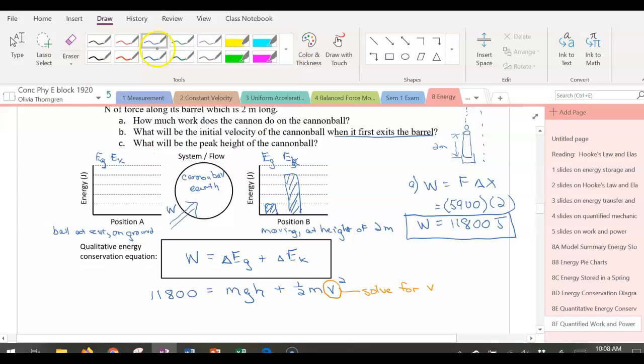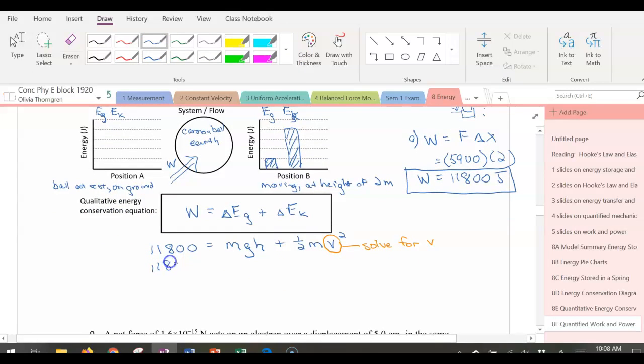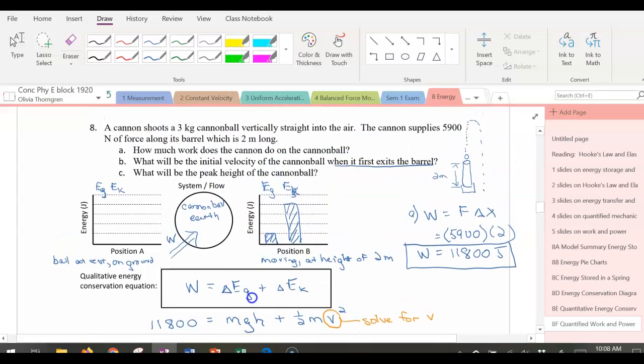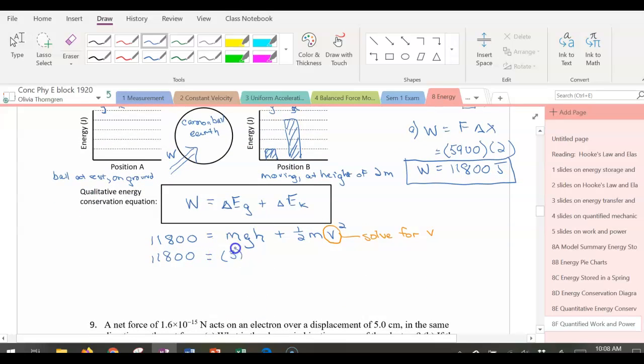Okay, so let's see if I've got everything else to plug in here. The mass of the cannonball is 3 kilograms. G is 9.8. When it exits the cannon, it's at a height of 2 meters. Okay, so now I have to solve for V. So first I'm going to subtract this term from both sides. And then I'm going to divide both sides by the 1/2 times the 3 kilograms. This is going to give me V squared.